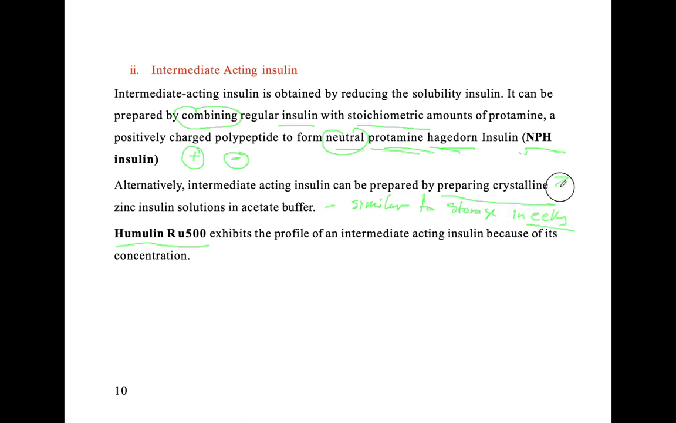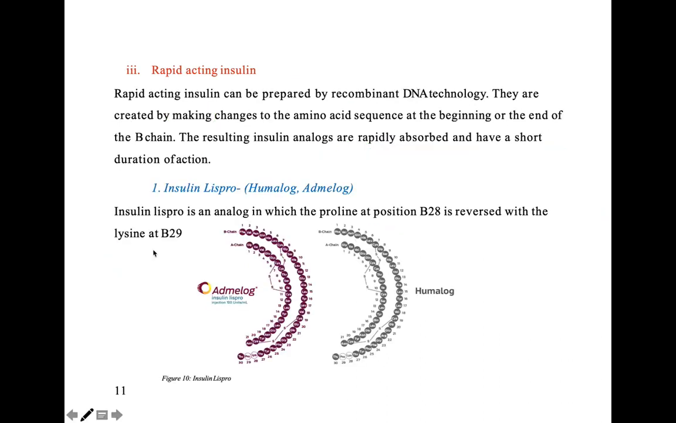Remember, we mentioned that in the cells, the zinc is present and you have hexamers. So in the presence of zinc, at high concentration, insulin can form hexamers, which will slow down the release of insulin and the absorption of insulin. In the case of Humulin R, it is going to exhibit the profile of an intermediate acting insulin because of its concentration, okay? Mainly because of the concentration.